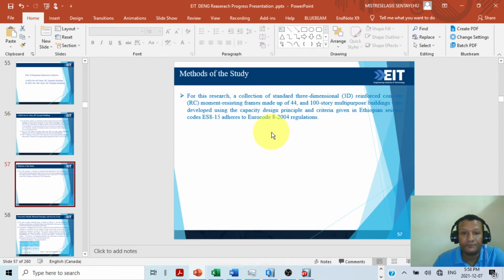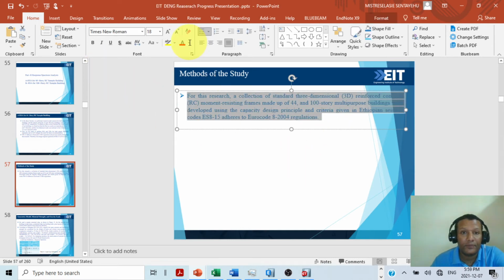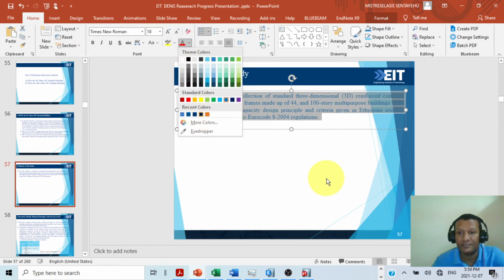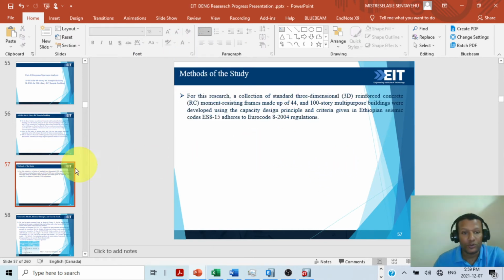So, the method of study for this research: a collection of standard 3-dimensional reinforced concrete moment resisting frames made of 44 and 100 story multipurpose buildings are considered, using the capacity design principle criteria in the Ethiopian seismic code ES 815, which adheres to Eurocode 8 2004. The code we are going to use is the prescribed code as we discussed in the research objectives.